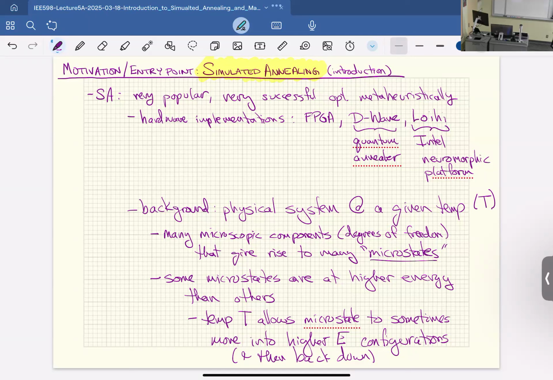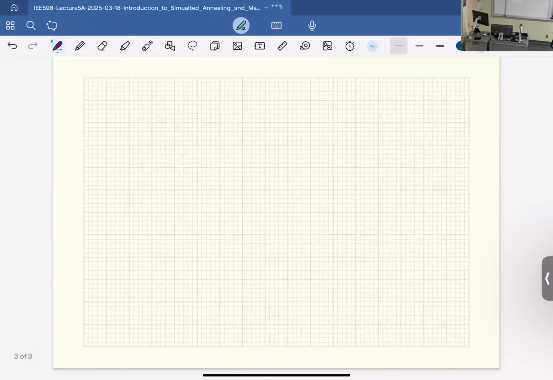So, question about that. All right, that's the conceptual model. So, how do we make this a little more concrete?